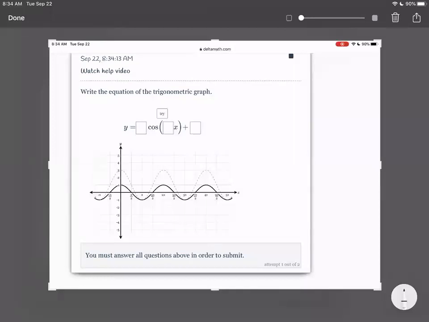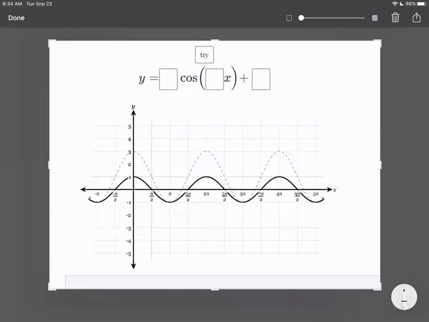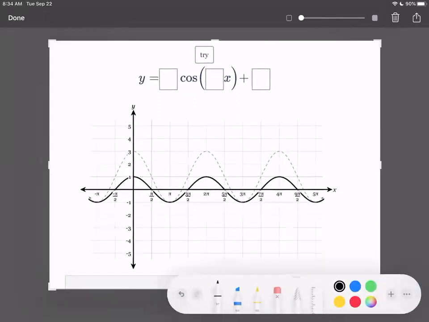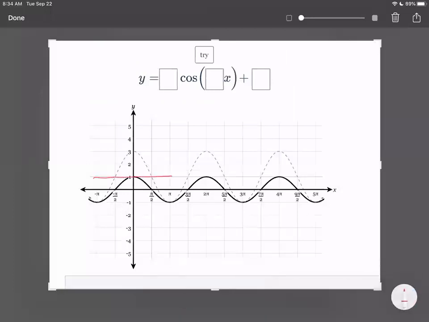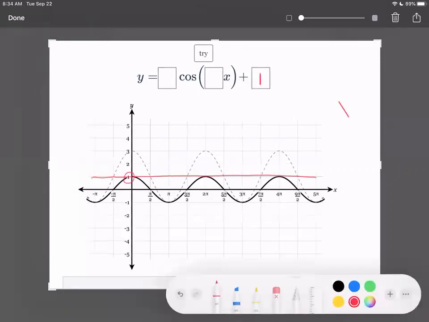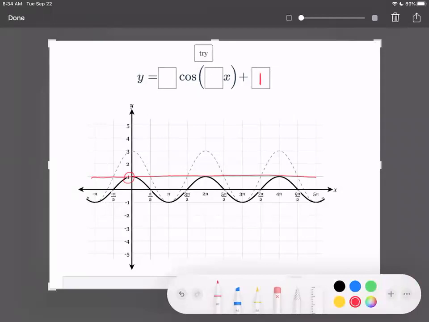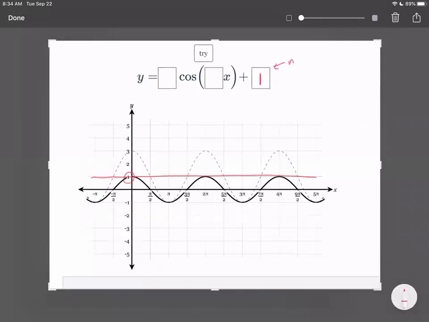Okay, so we're going to write the equation of this graph. So we want to find the equation of our dotted line. Let's start with our midline. So midline's over here, and we see that it is at the y value of 1. So we're going to put 1 over here in our midline. Okay, so 1 is our midline. Remember that this is your midline.